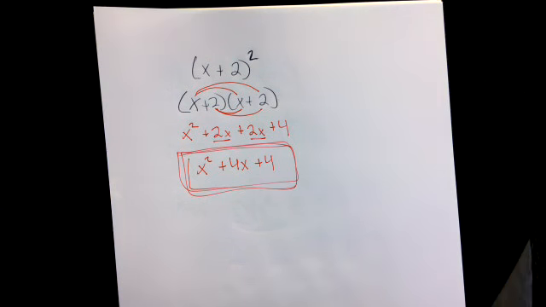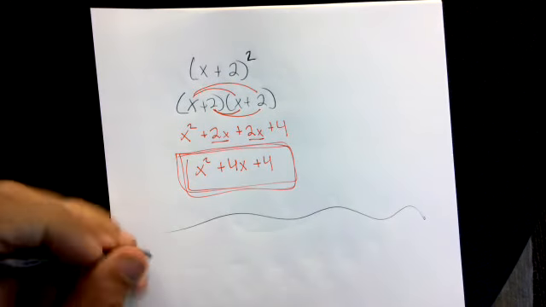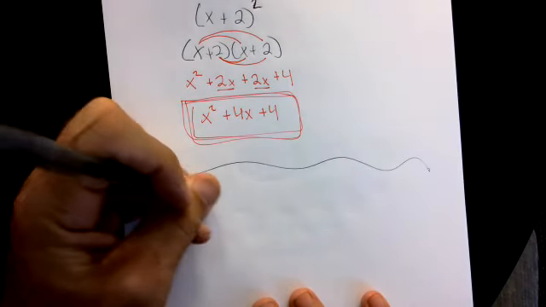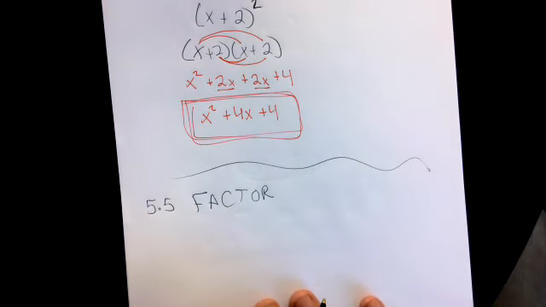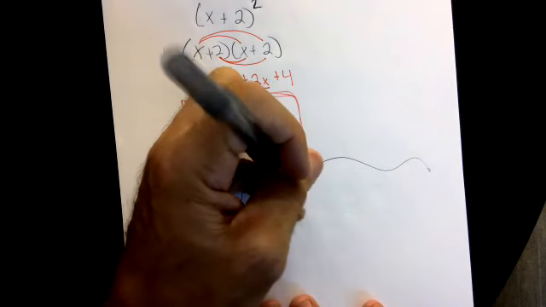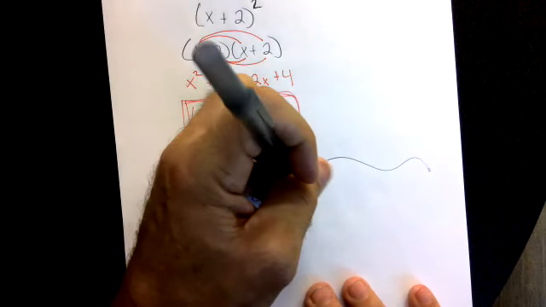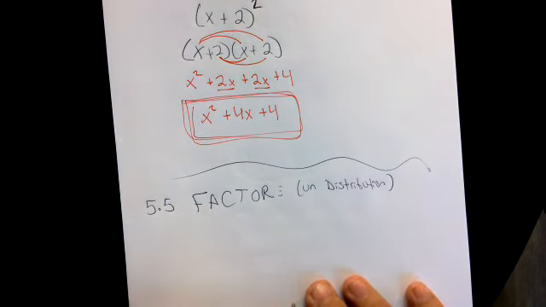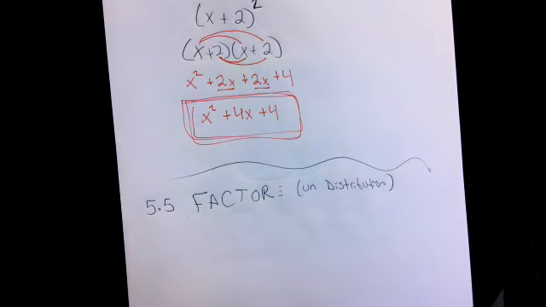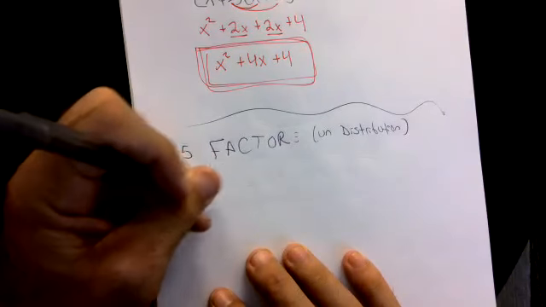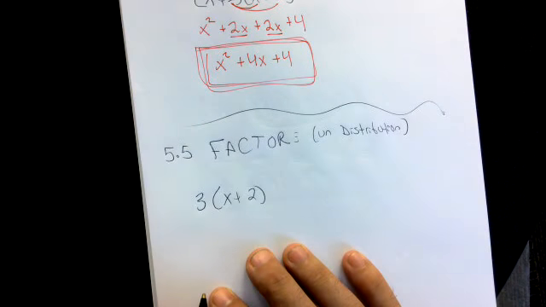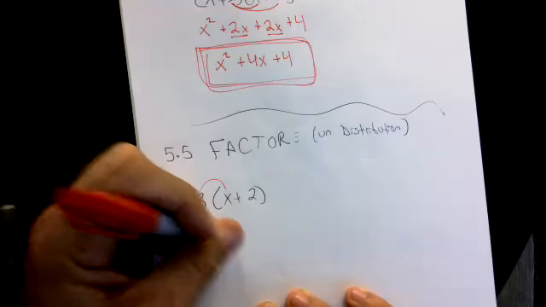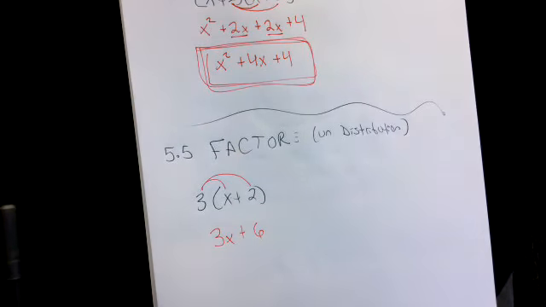Okay, the last thing that I want to cover, section 5.5, is basically the opposite of 5.4. Okay, so instead of multiplying, we're going to be factoring. Factoring is kind of like, this is a terrible way to say it, bad math, bad grammar, whatever, but it's like undistribution. When you factor a greatest common factor, you are basically unmultiplying. So if I told you to take 3 times x plus 2, you would distribute. Okay, 3 times x is 3x, 3 times 2 is 6.